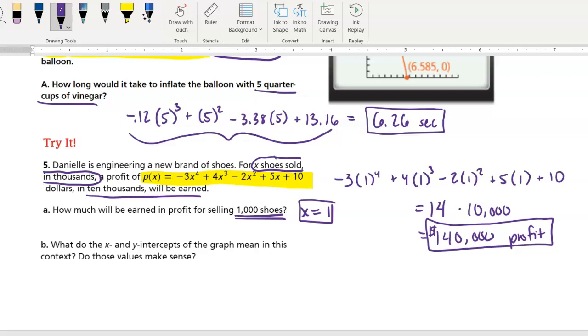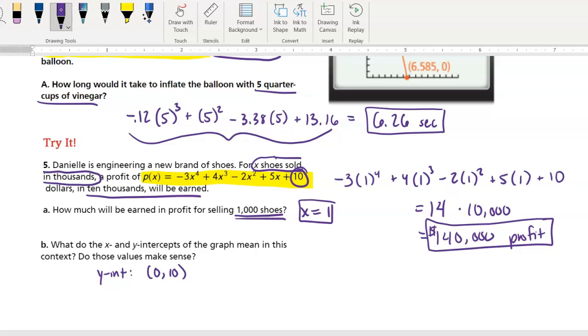All right, now let's look. So we're going to need to look at the graph for this one. It says, what do the x and y intercepts of the graph mean in this context, and do those values make sense? Now let's actually start with the y-intercept, because the y-intercept we can get without looking at the graph, because remember the y-intercept is your constant. So the y-intercept would be when x is 0, y would be 10.